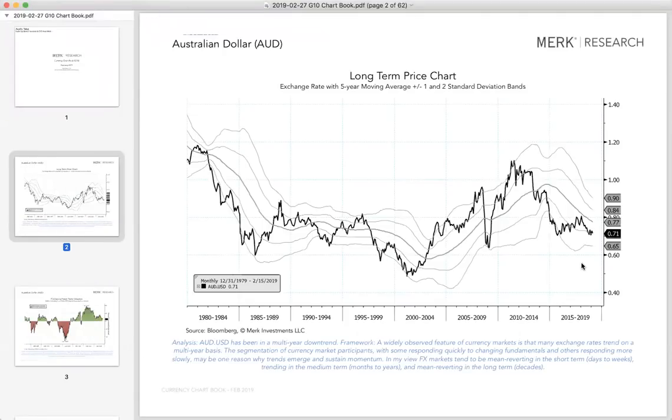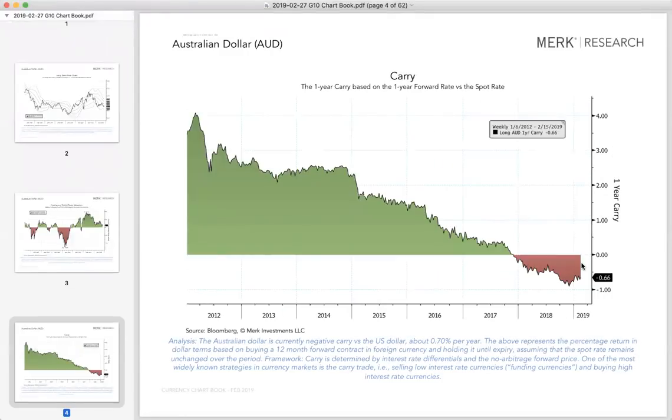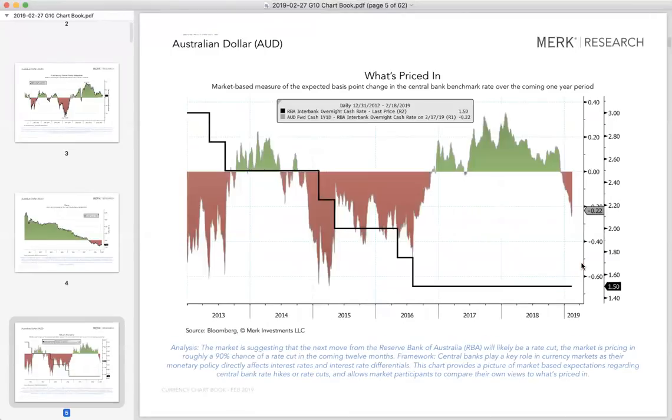We got everything from a long-term price chart talking about trends. Then purchasing power parity, that's a theory about prices reverting to what the purchasing power parity ought to be. Think of the Big Mac index, that it should cost the same in every country. Talk about the carry trade, probably the best known currency strategy there is, looking compared to the US dollar in each one of these currencies.